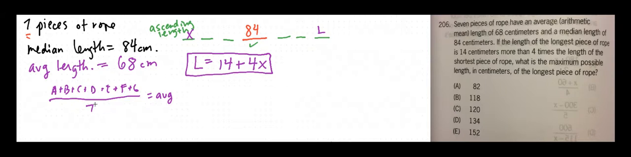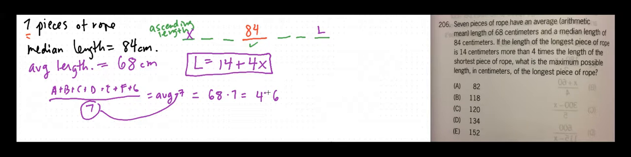Well, notice that if we take this 7 and multiply it up here, the average is 68 times 7. There's no calculator, so you have to learn how to do this. 7 times 8 is 56. Carry the 5. 7 times 6 is 42, plus 5 is 47. So this is the total length of all strands, 476.